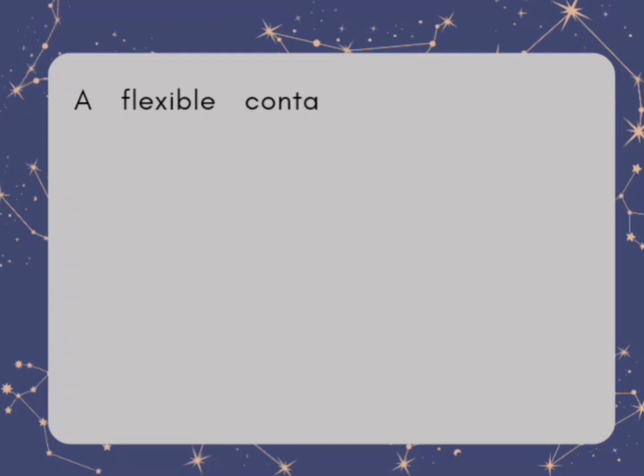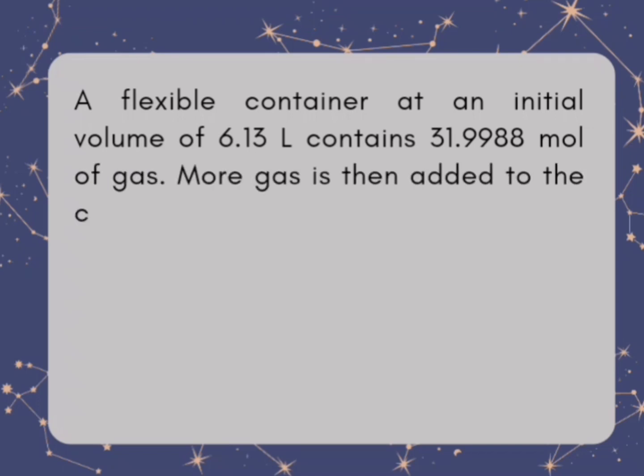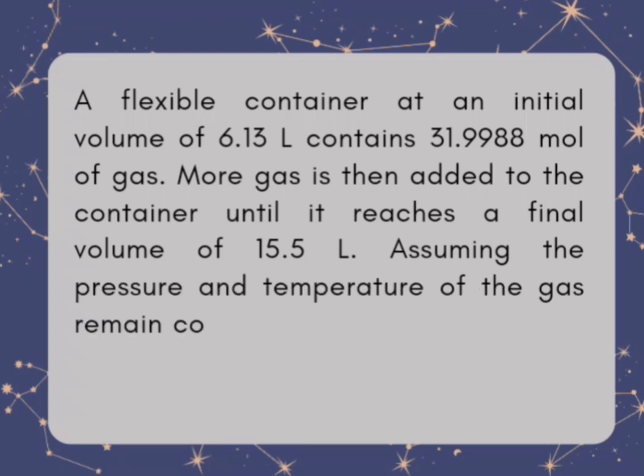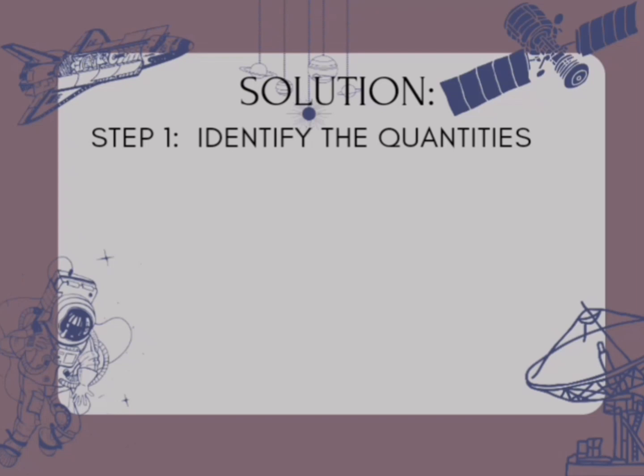A flexible container at an initial volume of 6.13 liters contains 31.988 moles of gas. More gas is then added to the container until it reaches a final volume of 15.5 liters. Assuming the pressure and temperature of the gas remain constant, calculate the number of moles of gas added to the container. Solution. Step 1.